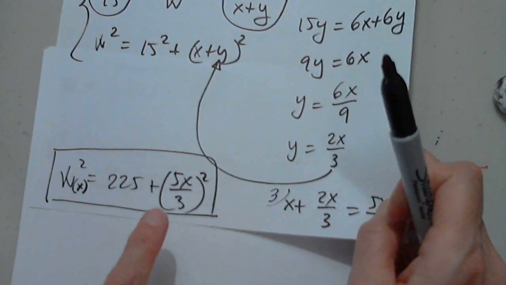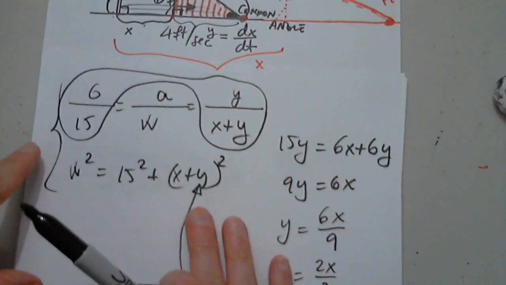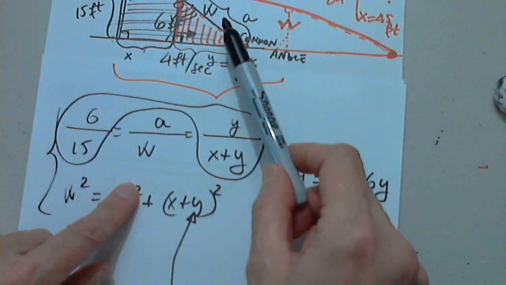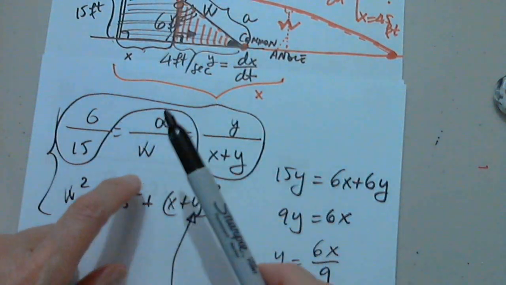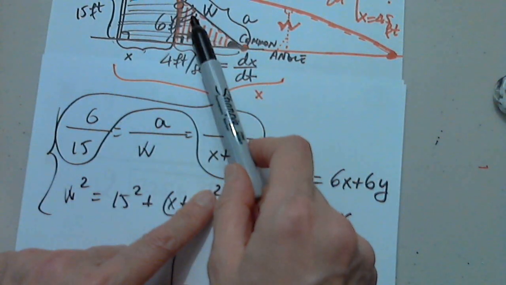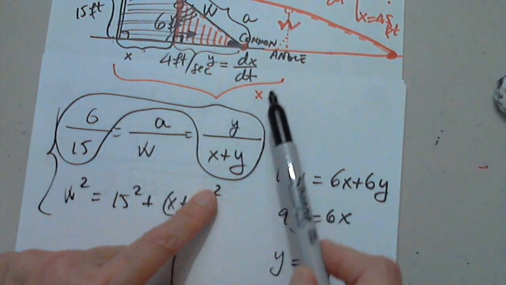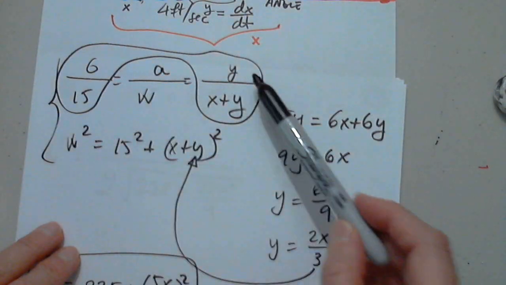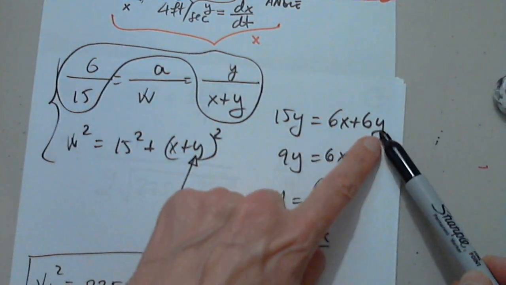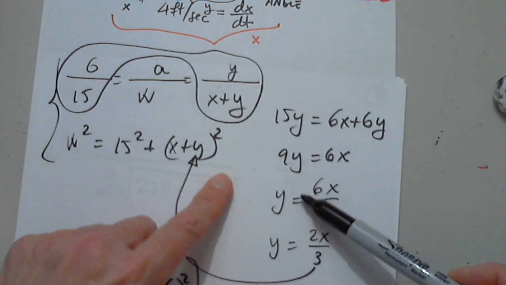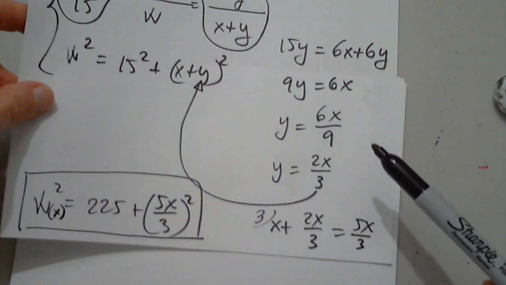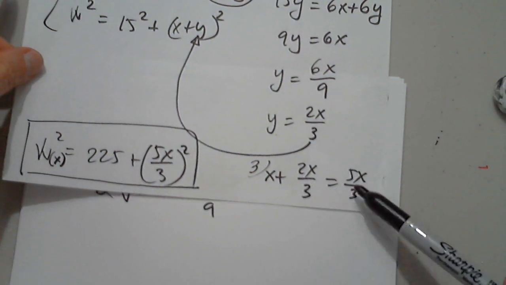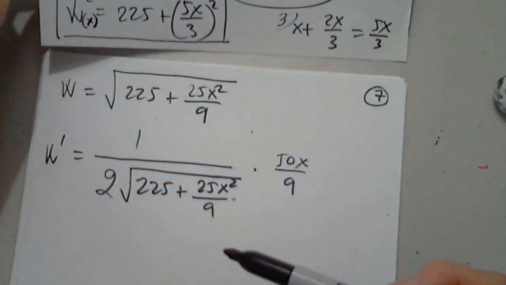So, okay, hold on. I'm checking my numbers right now. So one more time, 6 over 15, that's correct. And a over w, that's correct. Y over x plus y, that's correct. Okay, so 15y equals 6x plus 6y. 9y equals 6x, that's correct. Y equals 6x over 9, that's correct. By 3, yes. 2x over 3, yes. X plus 2x over 3 is indeed 5x over 3, so that's correct.